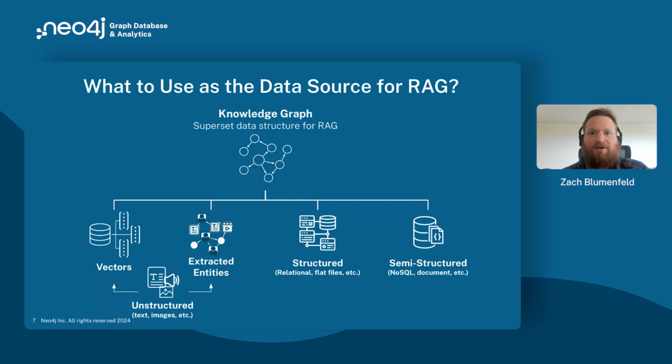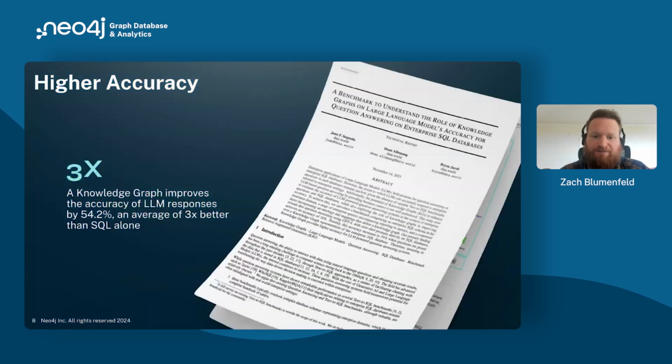And when you think about the superset of that sort of data, all these different types of data can be ingested and represented inside of a knowledge graph, which makes a knowledge graph a wonderful data representation for AI applications. And we've seen in academic works and other external validations that knowledge graphs can help improve the accuracy of LLM responses. In this particular paper, looking at a 3x improvement over using SQL alone.